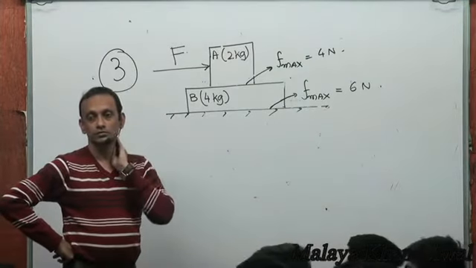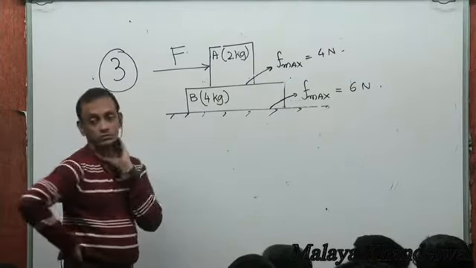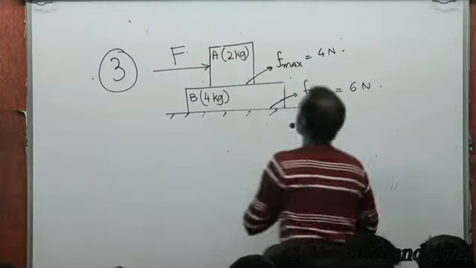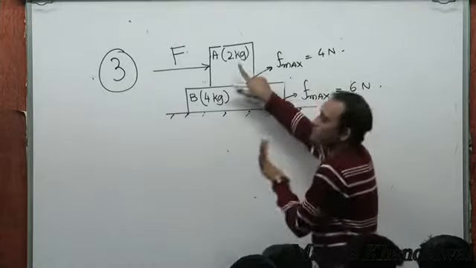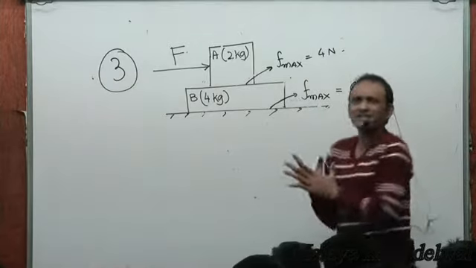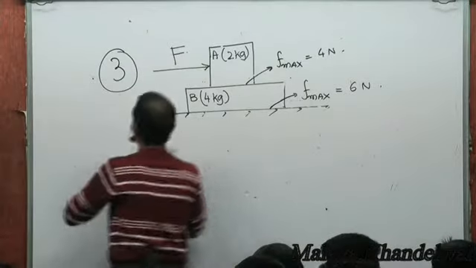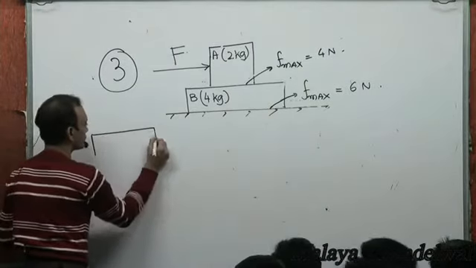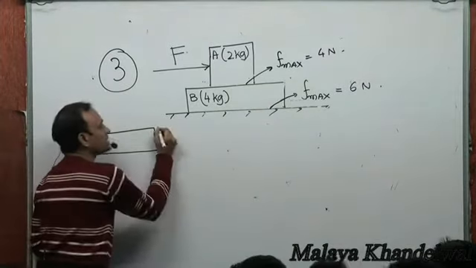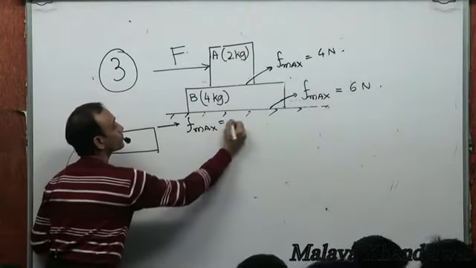So, when the static frictional force between A and B is 4 newtons. Okay, first things first. Think of it without biases, free from biases. What is the maximum frictional force that A can exert on B? 4 newtons. Just look at B alone. The maximum frictional force that A can exert on B is 4 newtons.